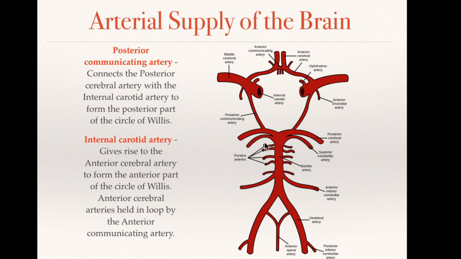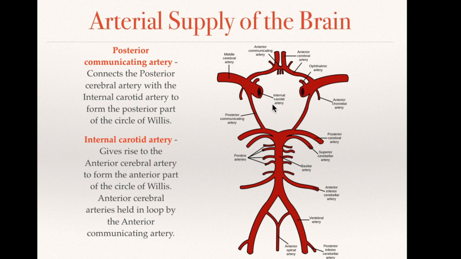right and left, and it continues on as the posterior cerebral artery, right and left. Now, the very significant thing about the posterior cerebral artery is that it has a branch on both sides, which is called the posterior communicating artery. This is very significant because this forms the posterior part of the circle of Willis, as you can see here, and it connects the posterior cerebral artery with the internal carotid artery.